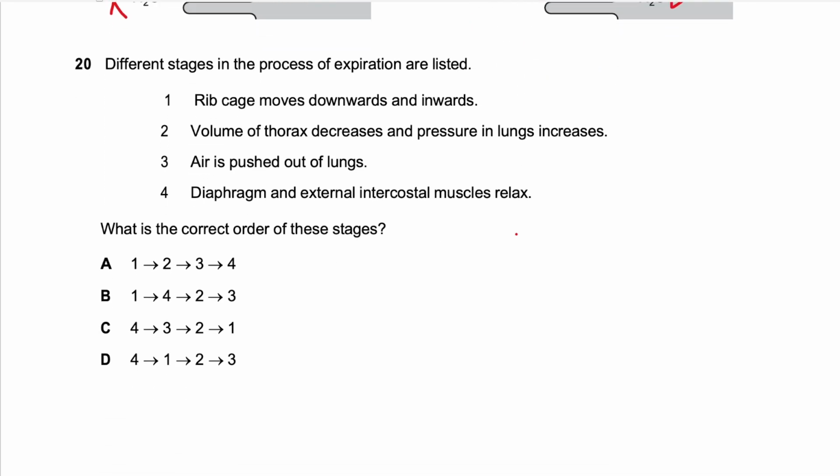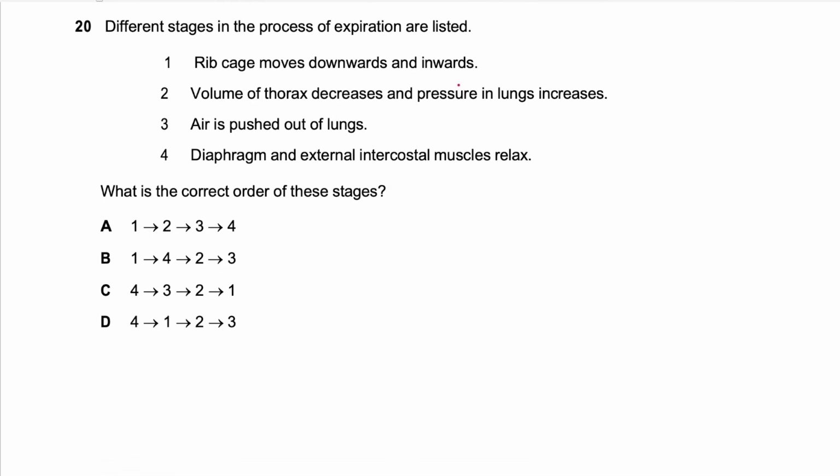Let's move to question number 20. Different stages in the process of expiration are listed from 1 till 4. What is the correct order of these stages? What are these stages? 1. Rib cage moves downward and inwards. 2. Volume of thorax decreases and pressure in lungs increases. 3. Air is pushed out of lungs. 4. Diaphragm and external intercostal muscles relax.